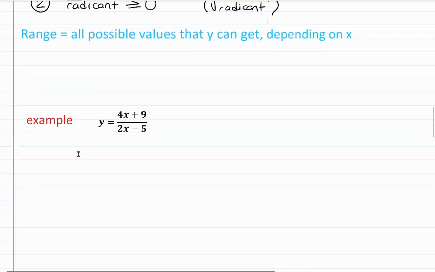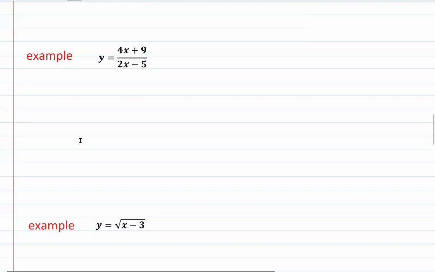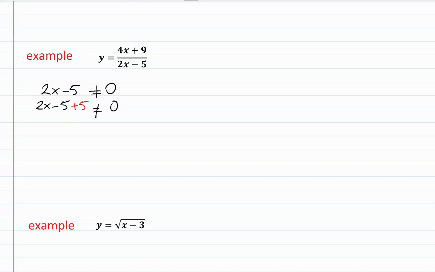So let me show you in an example. In here we have a denominator. So we will say the denominator cannot be equal to 0. So I will say the denominator, which is 2x minus 5, cannot be equal to 0. When I add 5 to both sides, I will get 2x not equal to 5, and when I divide by 2 on both sides, I will get x cannot equal 2.5.